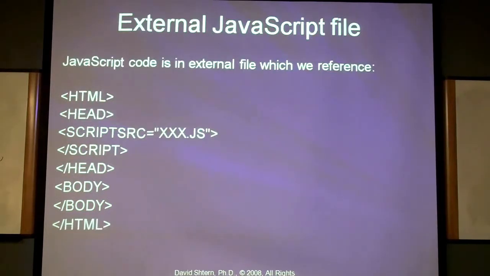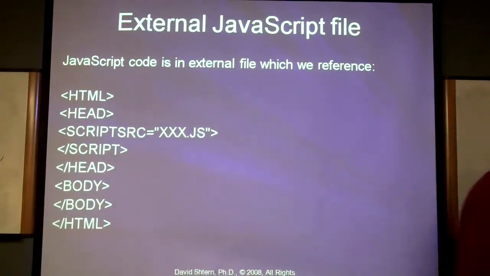Okay, we can also specify an external file, put JavaScript in the external file, and refer to that file like this, for example, xxx.js. JS is the extension for a JavaScript source code file. There should be a space here. It's not visible here. Let me put that so it's visible. It might be some confusion.